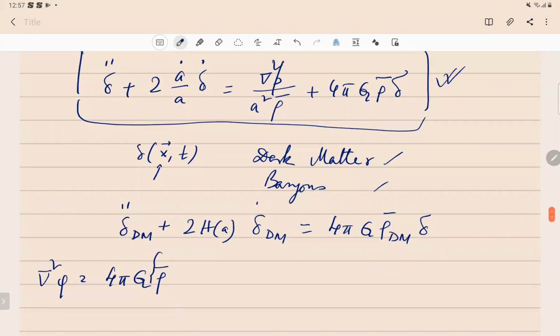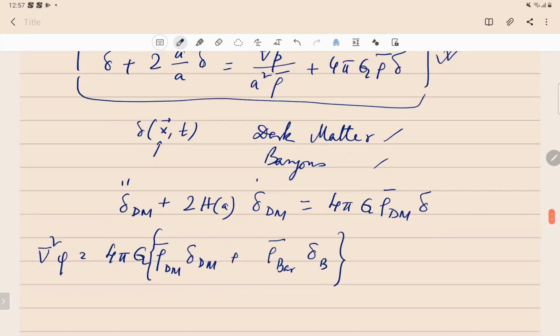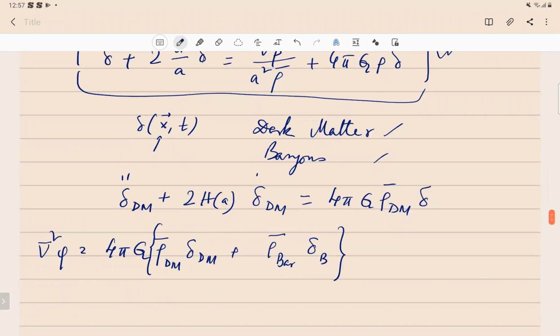Now, all sorts of matter would contribute to the potential, right? So you would have rho dark matter times delta dark matter plus rho bar baryons times delta baryons. You would have both these contributions. Now, if you go back to your background cosmology, you would recognize that this is much smaller than this. So what we are essentially going to say is that though the gravitational potential is sourced by both dark matter and baryons, this is so tiny that this phi is dominantly sourced by just dark matter.